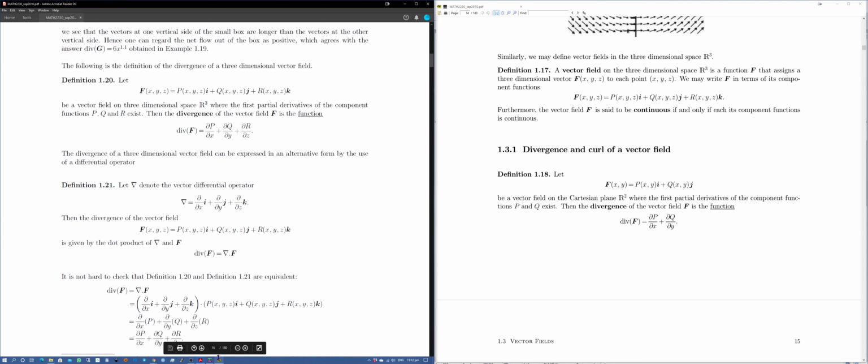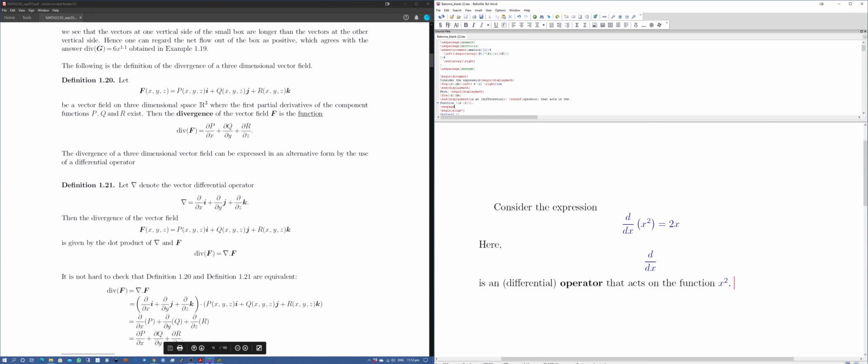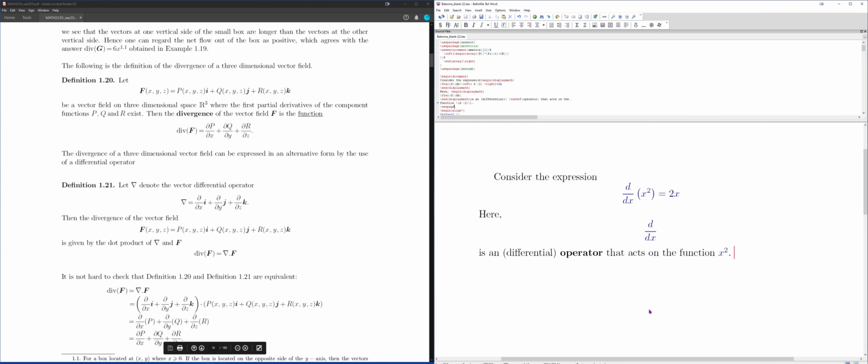So what is an operator? Let's look at this over here. I think everybody knows what this means. You have x squared, and you want to do something to it, which is to differentiate it with respect to x. When you differentiate x squared with respect to x, you get the answer you would expect, which is 2x.